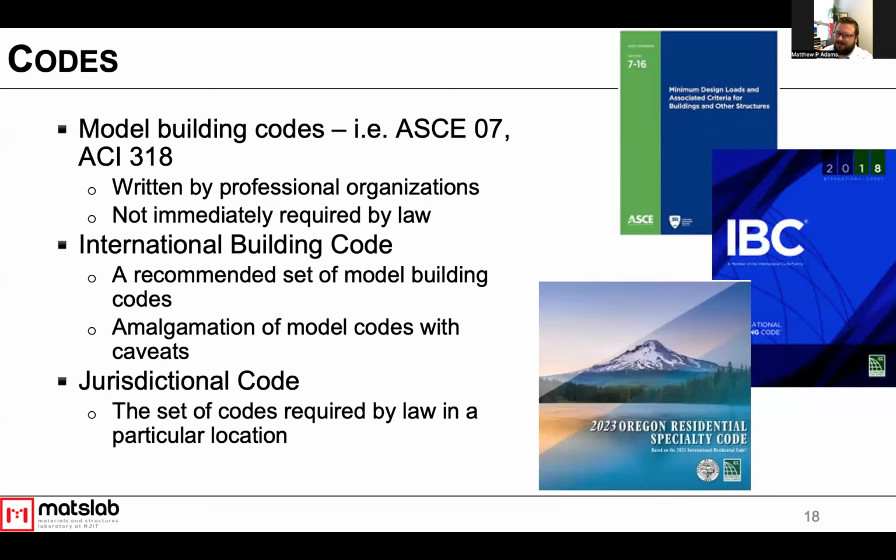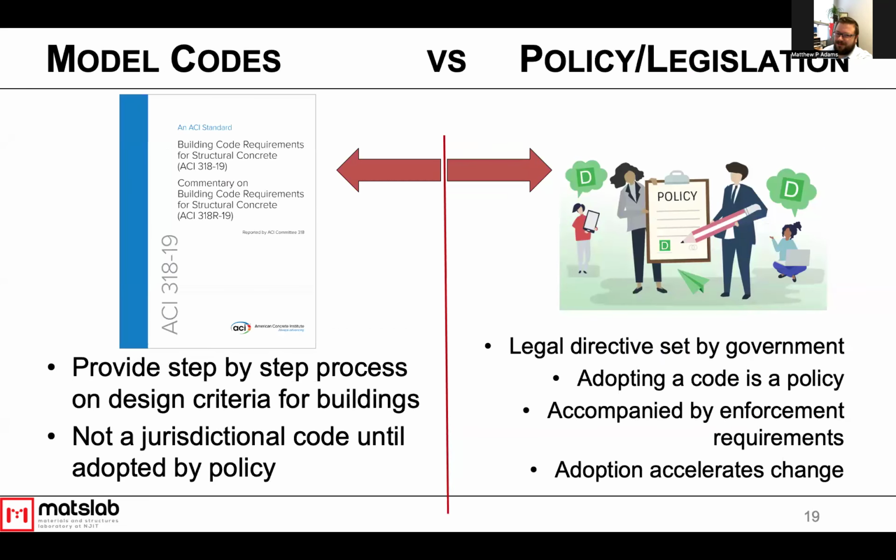The jurisdictional code, however, is what is the law, what is required by law for you to follow. And so again, just to push these two pieces apart, just because a code is written, it doesn't mean that it's a requirement. It's not a jurisdictional code. It's not a required code until it's adopted by legal policy, right? And so that is a directive set by your government, and adopting a code needs to come with enforcement requirements, and then the adoption also will accelerate change.